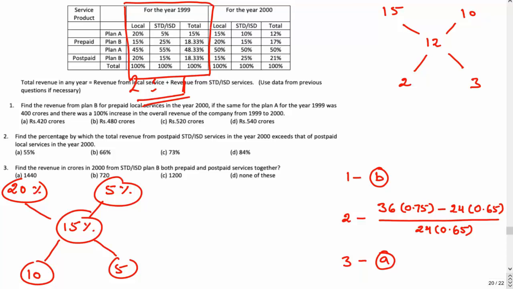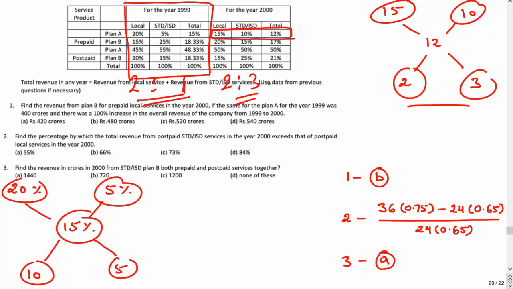Similarly, here you can see for 2000, 15% and 10%, the overall average should have been 12.5%, but it is 12%. It means that the weightage of local and STD that they are giving in this scenario is 2:3. And once you have decoded this information, you can very easily solve this question. I'm just giving you the answers for this particular caselet as well.